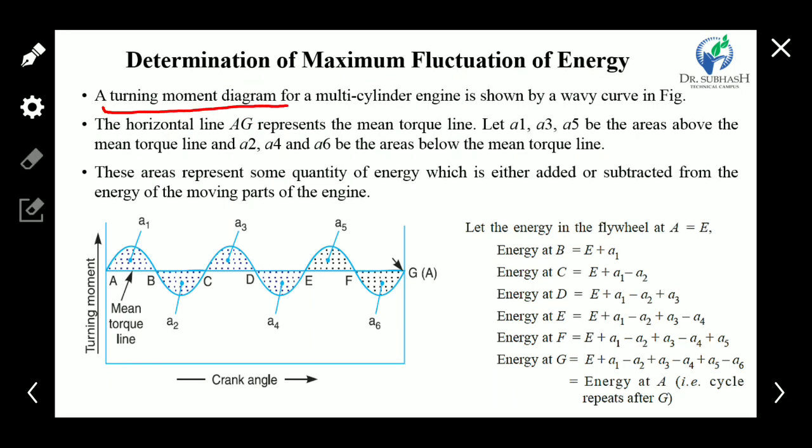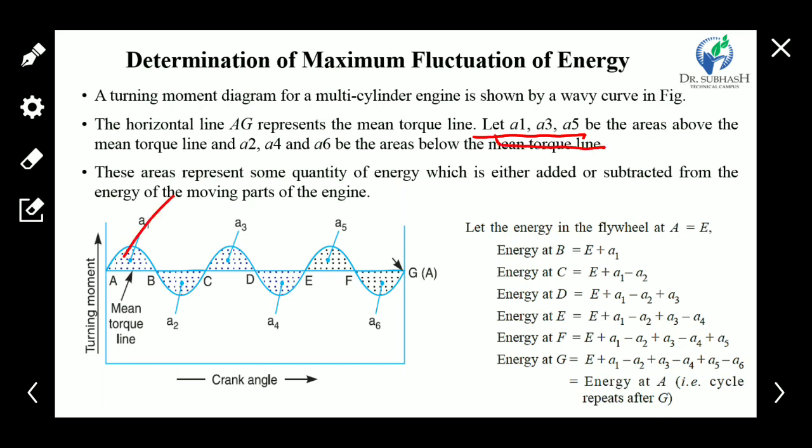A turning moment diagram for a multi-cylinder engine is shown in the figure by a wavy curve. The wavy curve is given for a multi-cylinder engine. The horizontal line AG represents the mean torque line. The mean torque line means the minimum torque required to run the engine, or to continue the running of the engine.